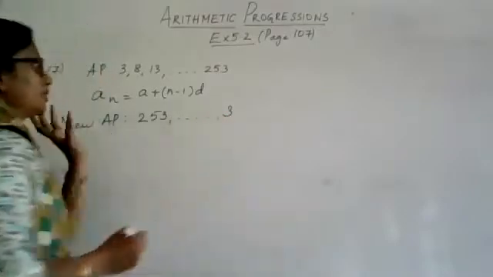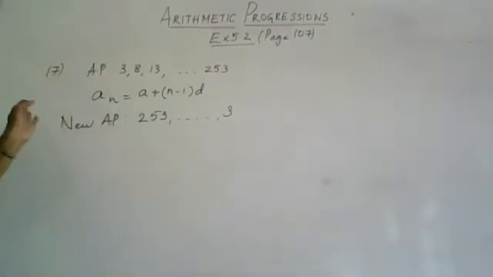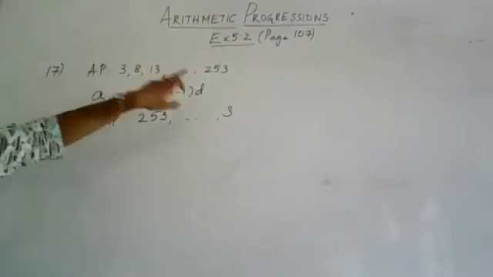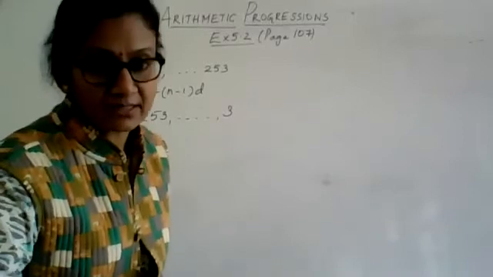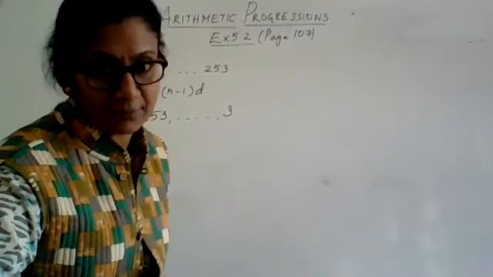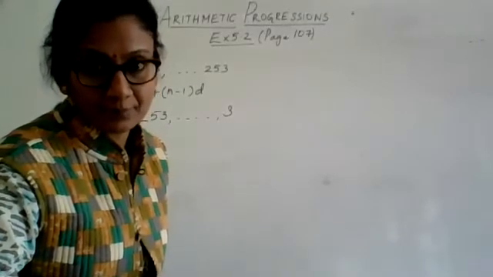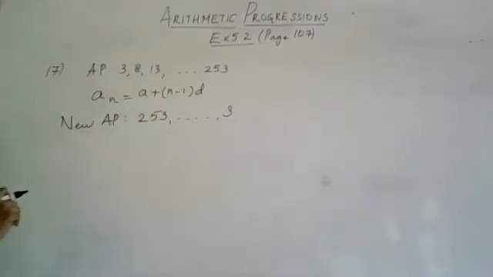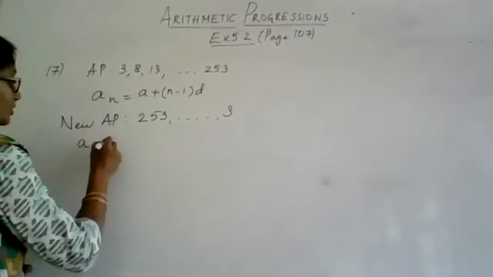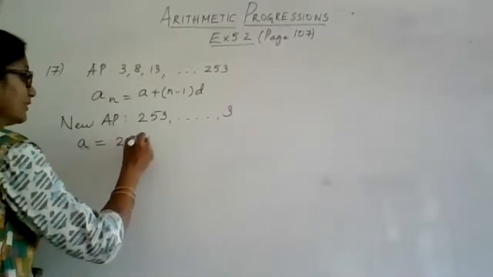It goes on like this and this is how your AP becomes now. So you have started with 253 as the first term and gone on to reach the last term, which has become 3. So the entire AP has been taken in the reverse order. You have flipped the AP. Now using this new AP, you know your a, or the first term, has become 253.